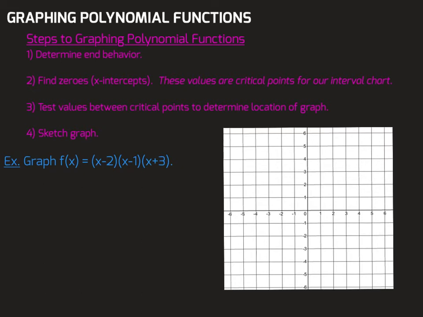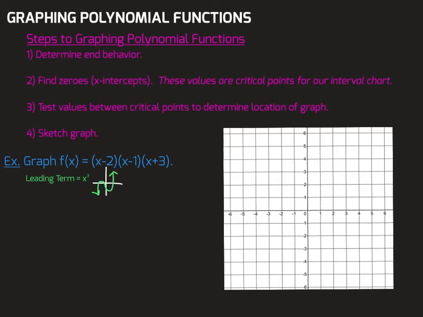No. In order to get the leading term, we can just multiply the leading term of each of the binomials. So x times x times x, because that's going to be the term with the highest power, or the degree. Remember, with odd degree polynomials that have a positive leading coefficient, we're going to fall to the left and rise to the right.